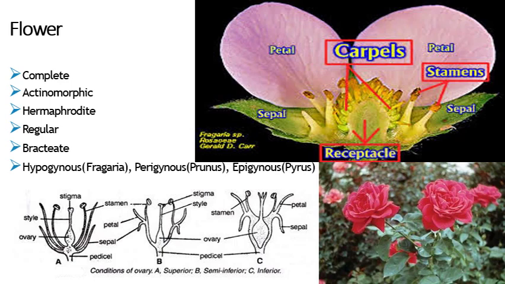The flower of the Rosaceae family also possesses a bract. So due to the presence of bract, the flower of such a family is called bracteate. Ovary may be superior or inferior. Superior in the case of hypogynous and perigynous, and inferior in the case of epigynous.